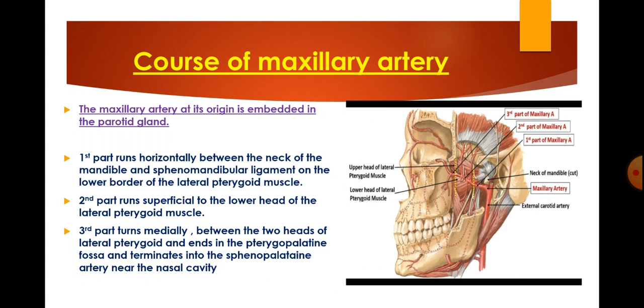Course of the maxillary artery. The maxillary artery at its origin is embedded in the parotid gland. The first part runs horizontally between the neck of the mandible and the sphenomandibular ligament on the lower border of the lateral pterygoid muscle. The second part runs superficial to the lower head of the lateral pterygoid muscle. The third part runs medially between the two heads of the lateral pterygoid, ends in the pterygopalatine fossa, and terminates into the sphenopalatine artery near the nasal cavity.